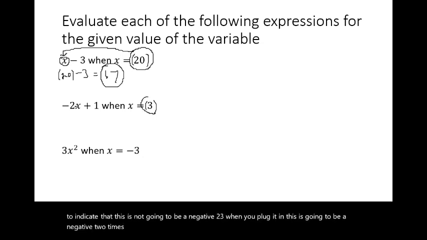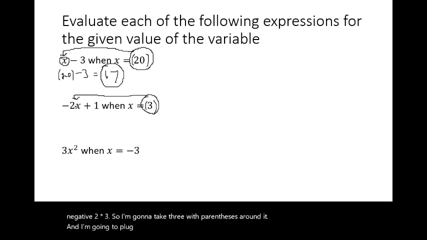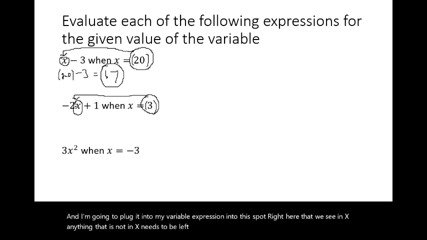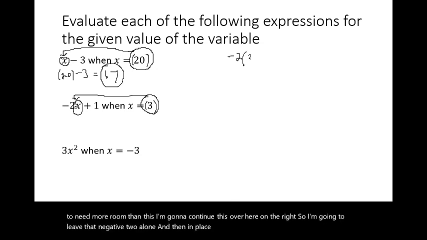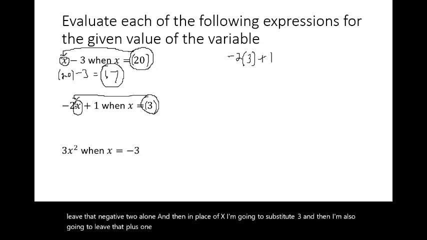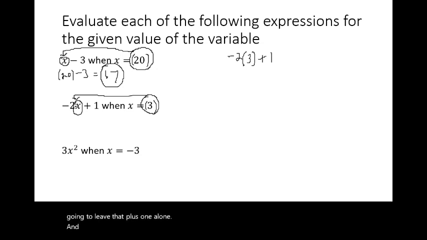So I'm going to take 3 with parentheses around it, and I'm going to plug it into my variable expression into this spot right here where we see an x. Anything that is not an x needs to be left alone and left exactly where it is. And because I'm going to need more room than this, I'm going to continue this over here on the right. So I'm going to leave that negative 2 alone, and then in place of x, I'm going to substitute 3, and then I'm also going to leave that plus 1 alone. And then if your variable expression involves more than one operation, which this one does, you need to follow order of operations when you simplify it.